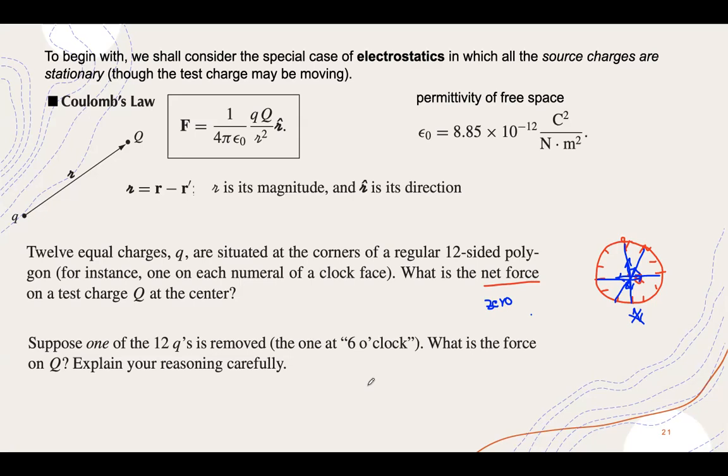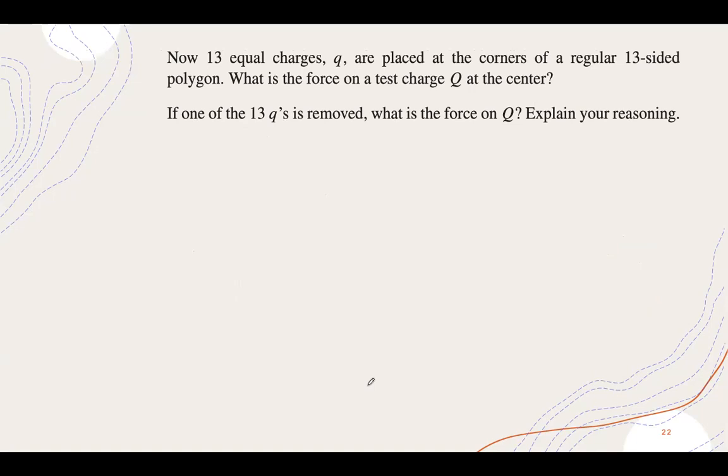Now let's suppose we have this situation where you have 13 equal charges Q placed at the corners of a regular 13-sided polygon.